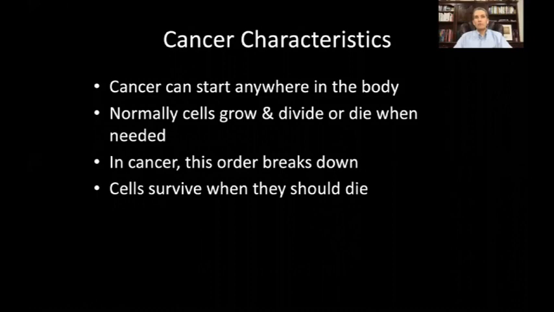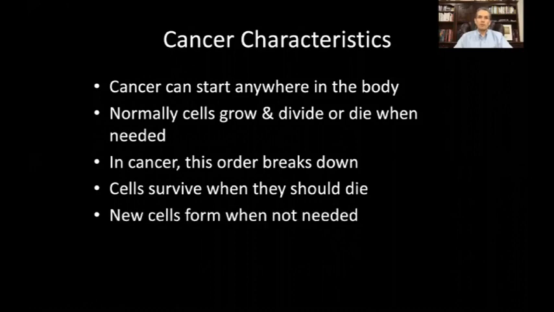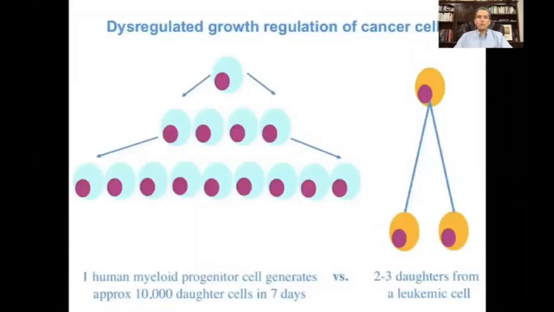Normal cells, at least within our context since the fall, have this process where they eventually die, and the cancer cells tend to survive when they should be turned off, when they should be dying. And new cells will form when they're not needed, whereas regular cells hold off on producing new cells when it's not needed. And those cancer cells, again, will divide without stopping.